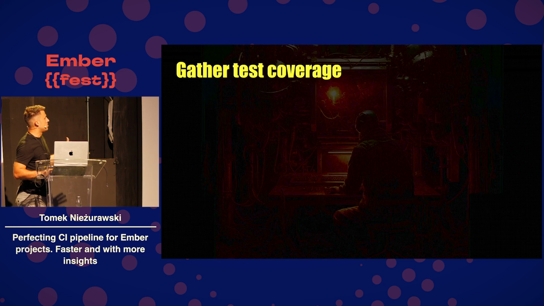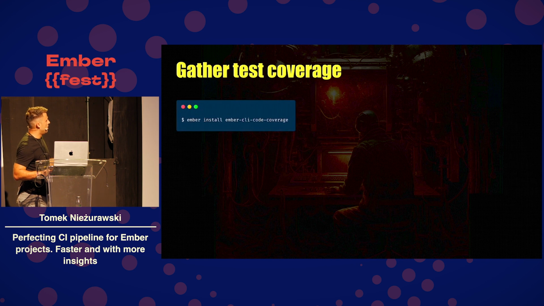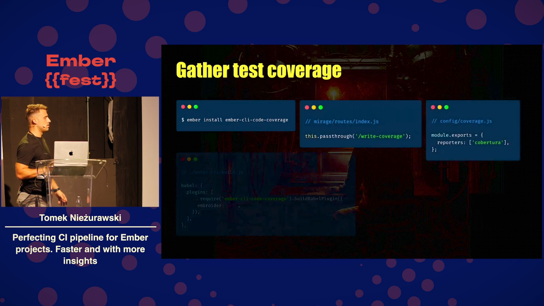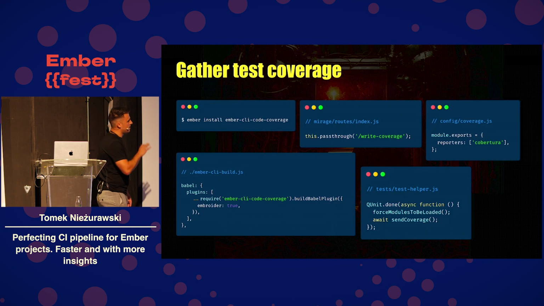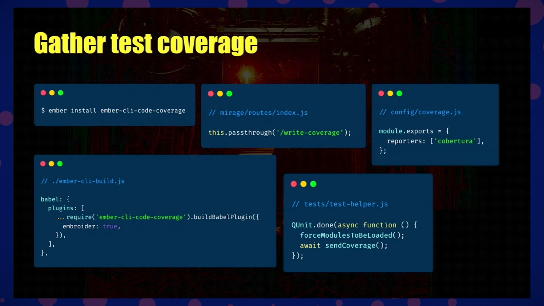And we can also gather test coverage. And it's, again, not that hard. We install Ember CLI Coverage, which uses Istanbul under the hood. There are a couple of things you have to do. Of course, go to the README, because there is a different config, I think, for Embroider and not Embroider.